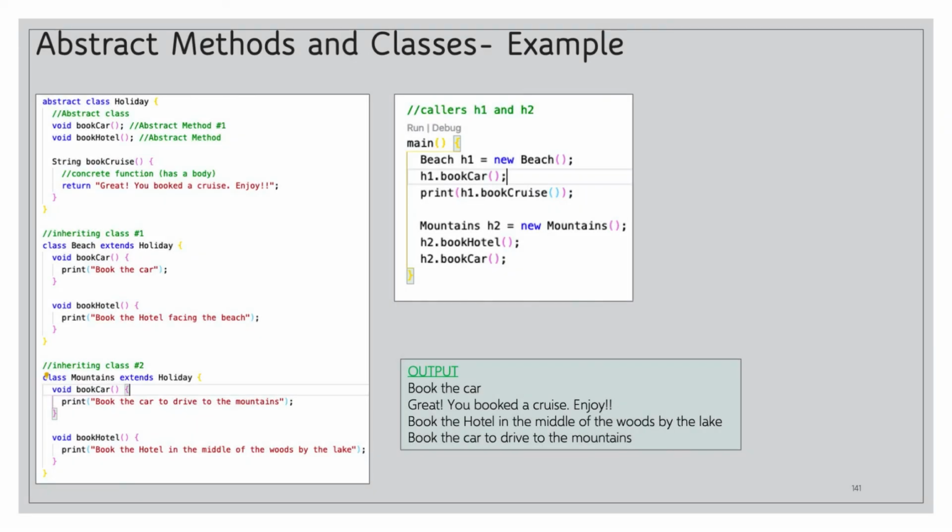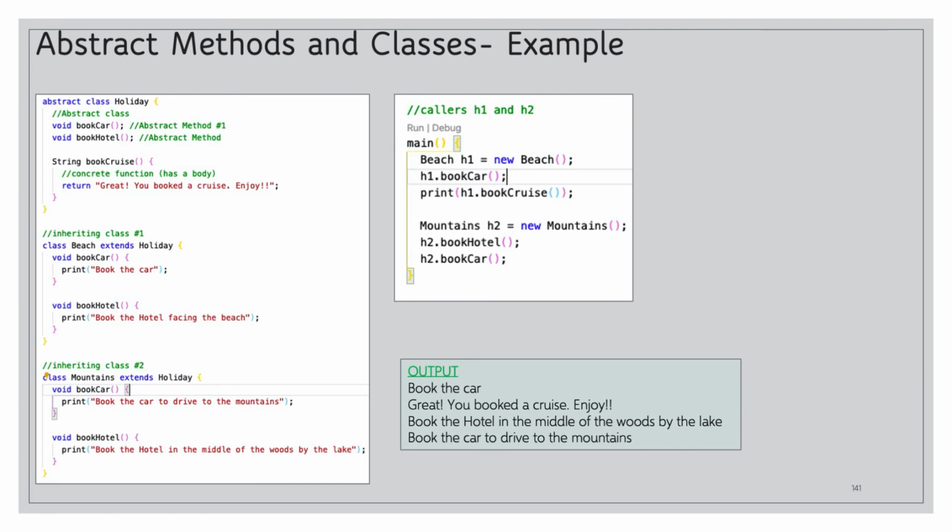Okay, let's check out abstract classes and methods in action. So right up here, we have an abstract class called Holiday. Inside, we have two abstract methods, one called bookCar, one called bookHotel. Neither one has a body. Then we have a concrete function, or a regular function, called bookCruise. Remember, that's perfectly permissible, and it returns a string.